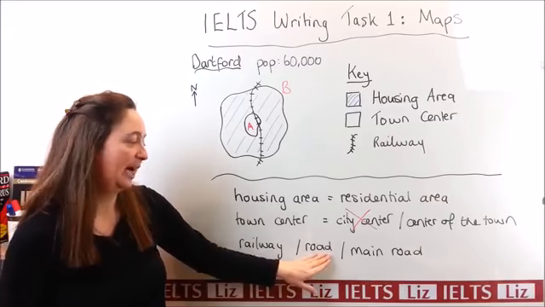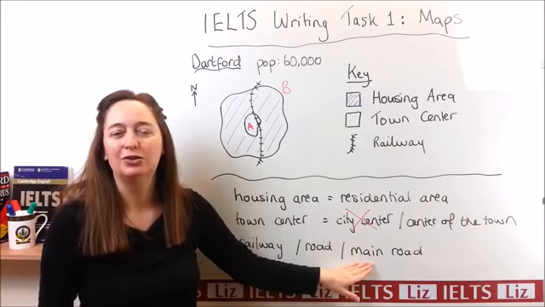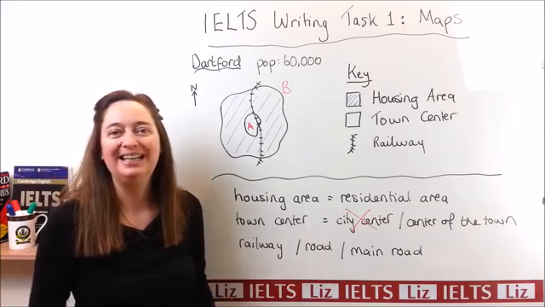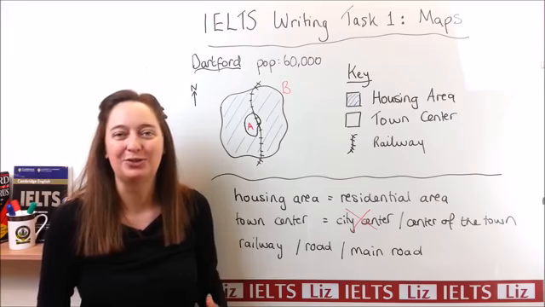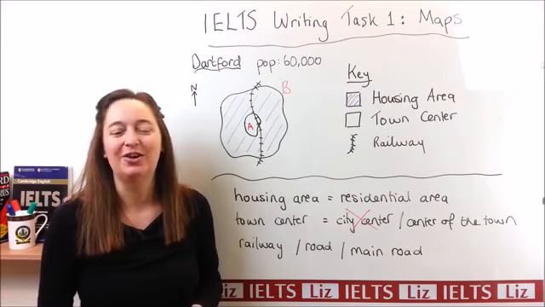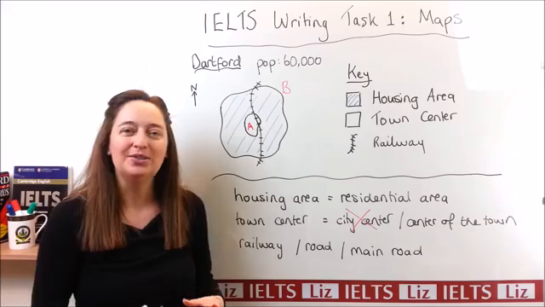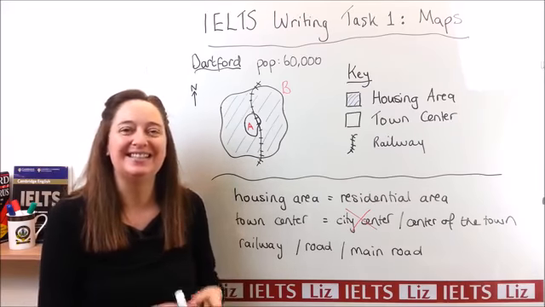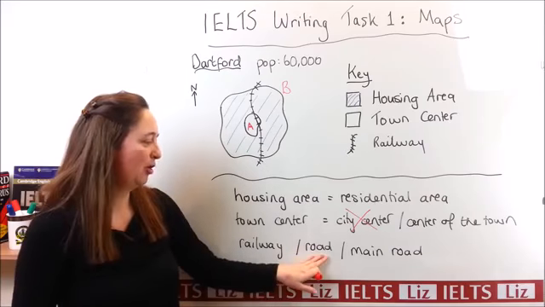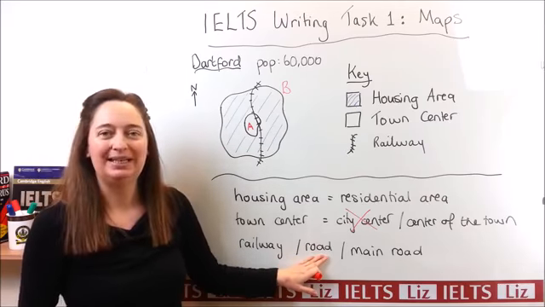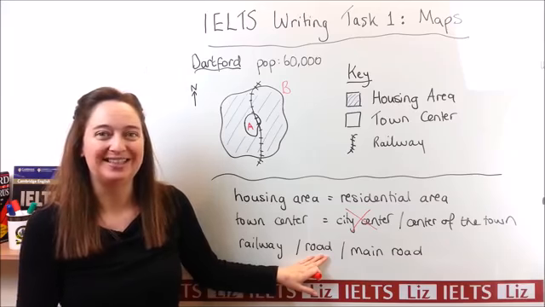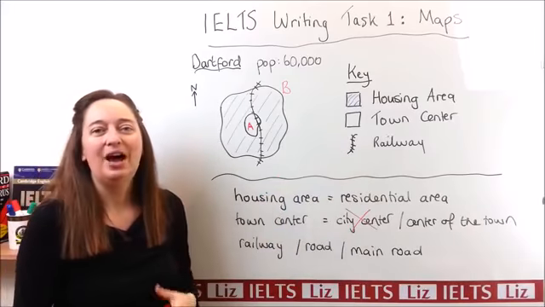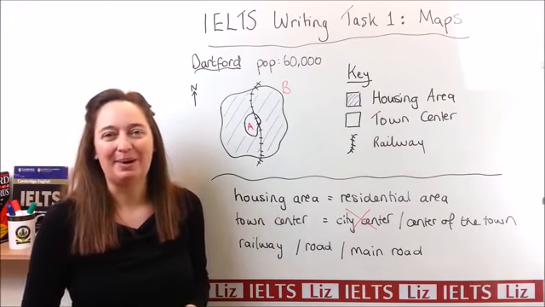It's also possible to have roads or main roads. So just take a look at your map. And again, if you have roads, please do not paraphrase them as streets. Roads and streets are not the same thing. Roads are mostly between towns and streets are inside in the city centre. So if it says road in your key, then please write road in your writing for your writing task 1. Right, so that is the key. Now let's look at some more information about maps.